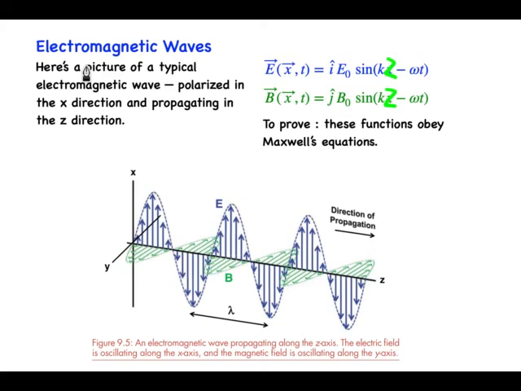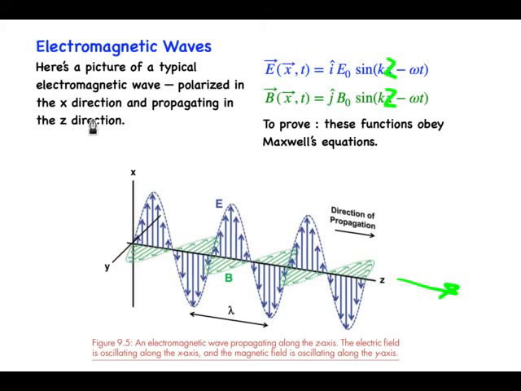Well, here's a typical electromagnetic wave. The electric field will be oscillating in the x direction. The magnetic field will be oscillating in the y direction. And that's typical of electromagnetic waves. If the electric field oscillates in one direction, the magnetic field oscillates in a perpendicular direction. They both oscillate in directions perpendicular to the direction of propagation. So it's what's called a transverse wave. The oscillations are perpendicular to the direction of motion.